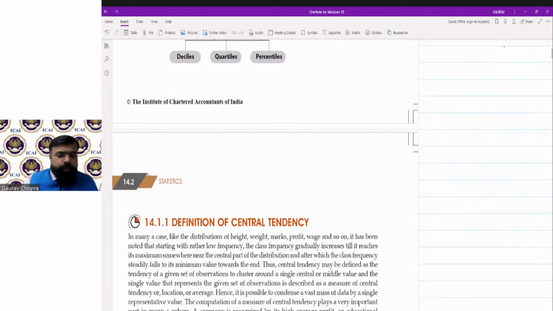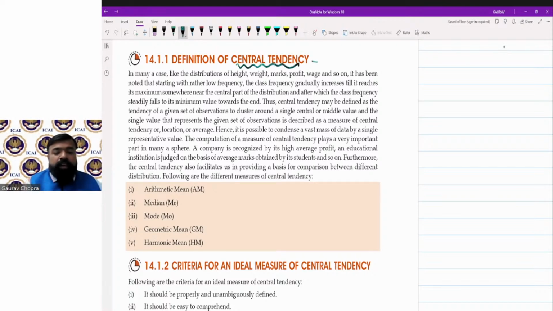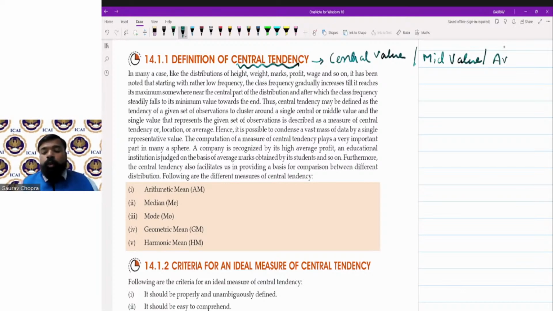Okay, so let us begin with the basics of central tendency. What is the meaning of the term central tendency? Central tendency means it is a central value, or we can say mid value, and it is commonly known as average. So central tendency means mid value or average. Why do we have to calculate average? Average is useful for decision making. Whenever we have to take some decisions, average is required.